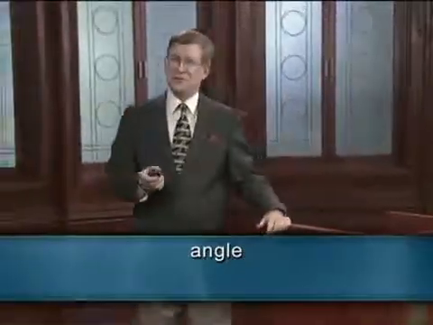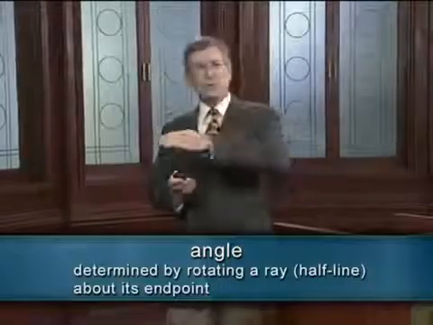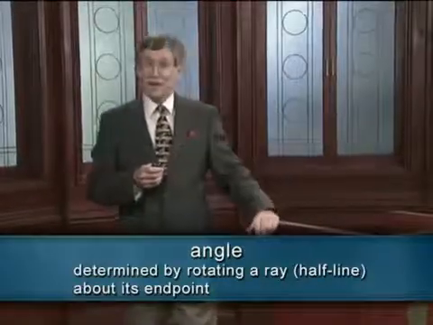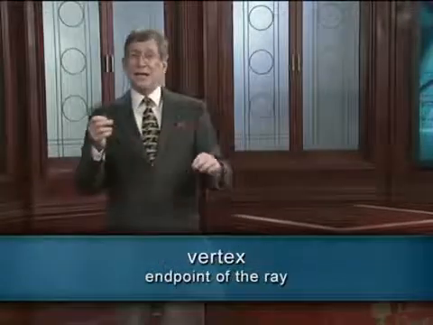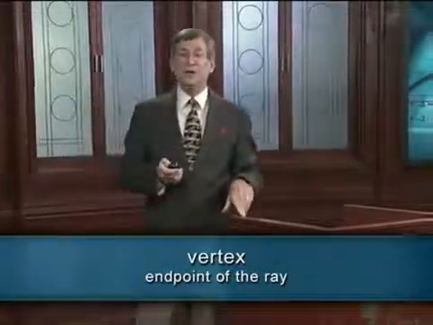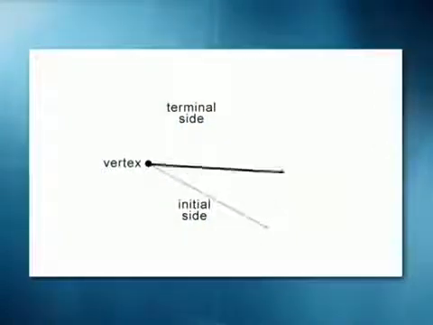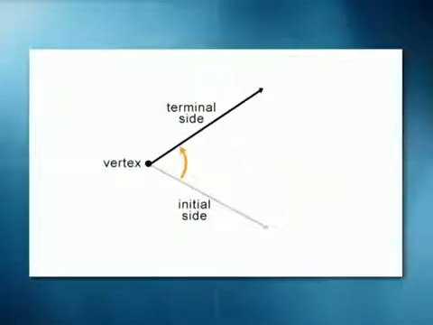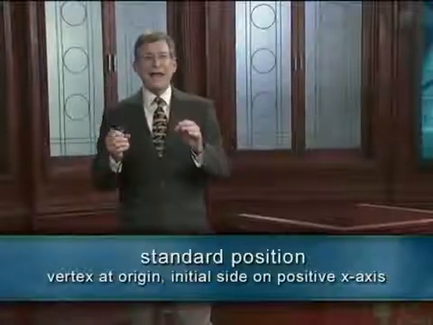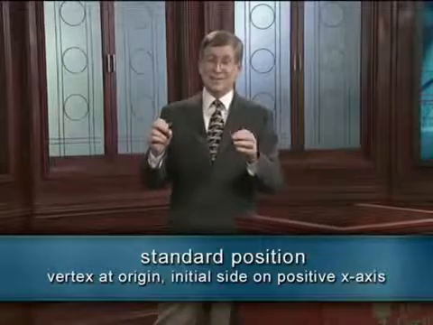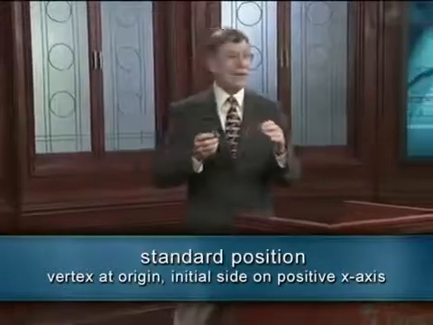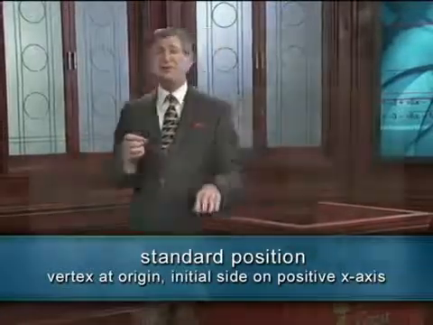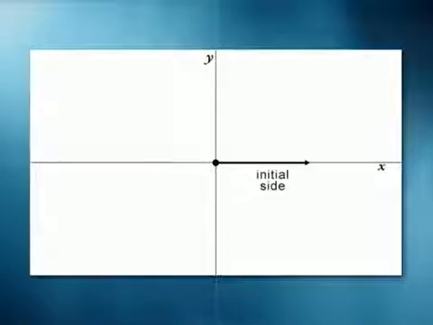Let's give a formal definition. An angle is determined by rotating a ray about its endpoint. The starting position of the ray is called the initial side, and the end position is called the terminal side. The endpoint of the ray is, of course, the vertex. Here's a picture of a typical ray, and notice how the initial side has rotated over to the terminal side. Now, if this angle is positioned such that the vertex is at the origin, and the initial side is on the positive x-axis, we say that the angle is in standard position. So here's an example of an angle in standard position.